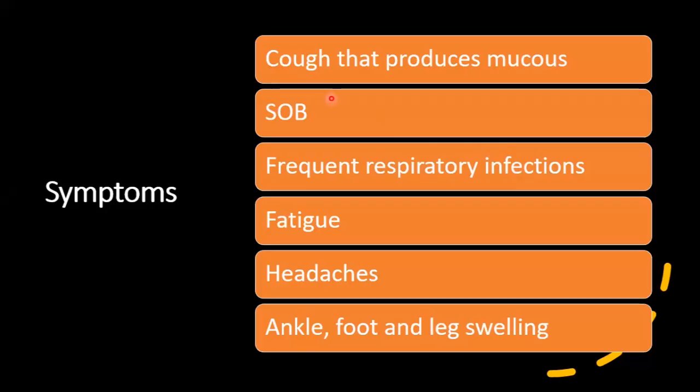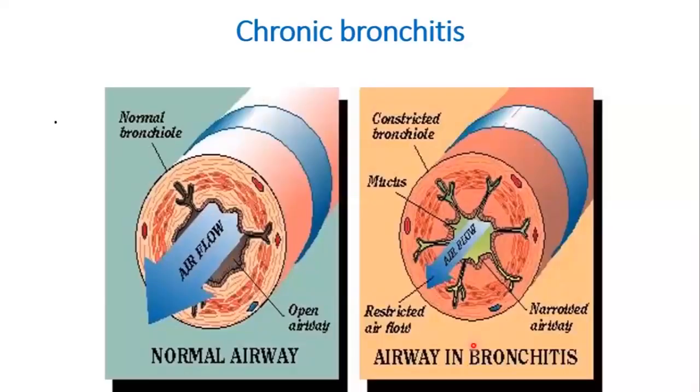And symptoms: cough that produces mucus, shortness of breath, frequent respiratory infections, fatigue, headaches, may have ankle, foot, and leg swelling. Again, you can see normal airway, where the air flows nicely, and there's airway obstruction here. So you have restricted airflow, a lot of mucus, and narrowed airway.